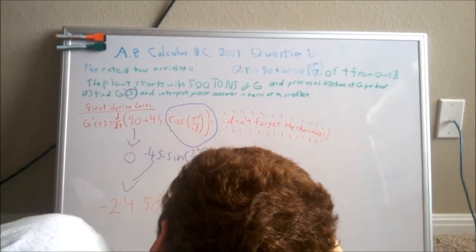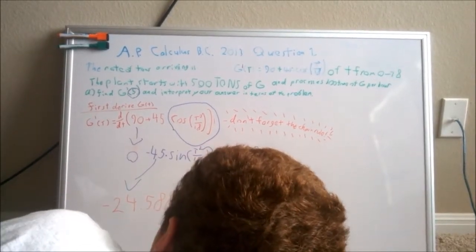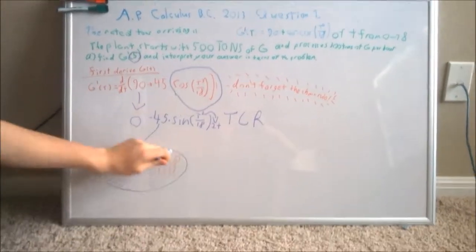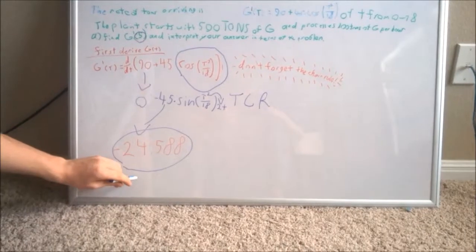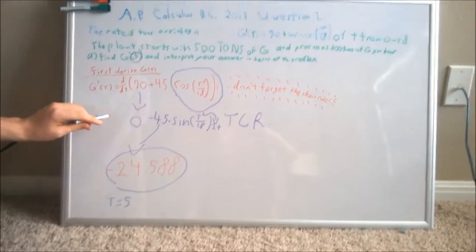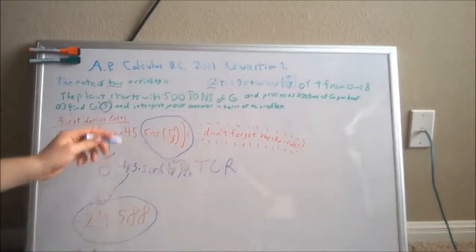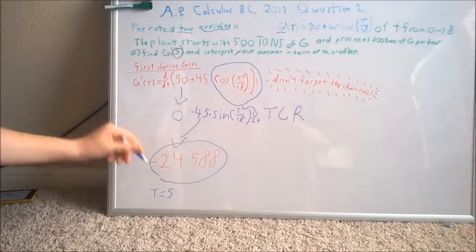If you didn't, then you did it wrong, so I would advise trying again. Now, it asks you to interpret what this answer means. This means that at time t equals 5, the amount of tons of g that are arriving is this value. Its rate is negative.